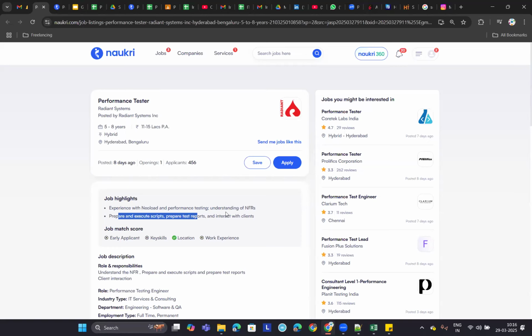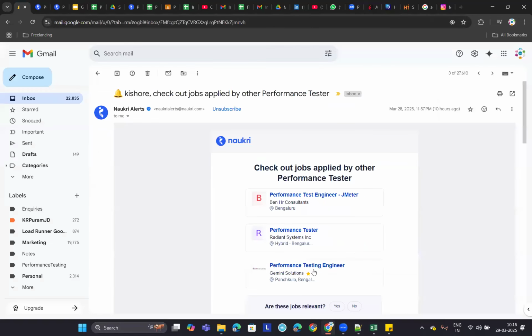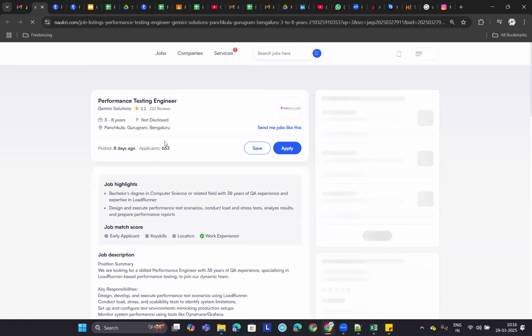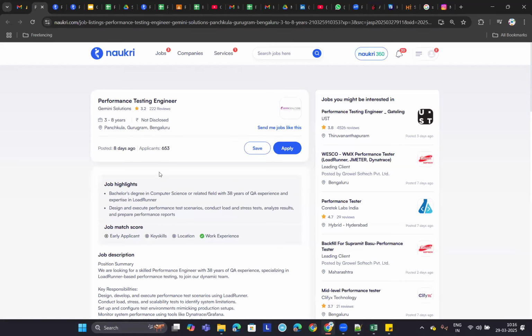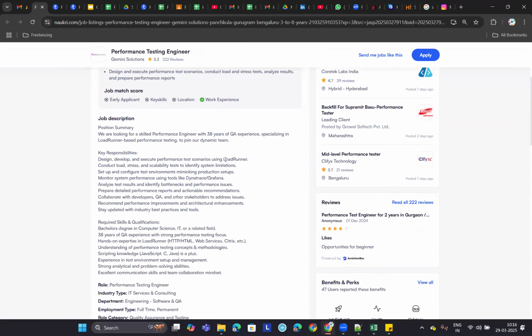Very simple JD, isn't it? Then Gemini Solutions. I've been seeing openings from this company for a couple of weeks. This is 3 to 8 years, not 38. There is a typo here. Their requirement is LoadRunner, and only LoadRunner, not JMeter. Let me check.